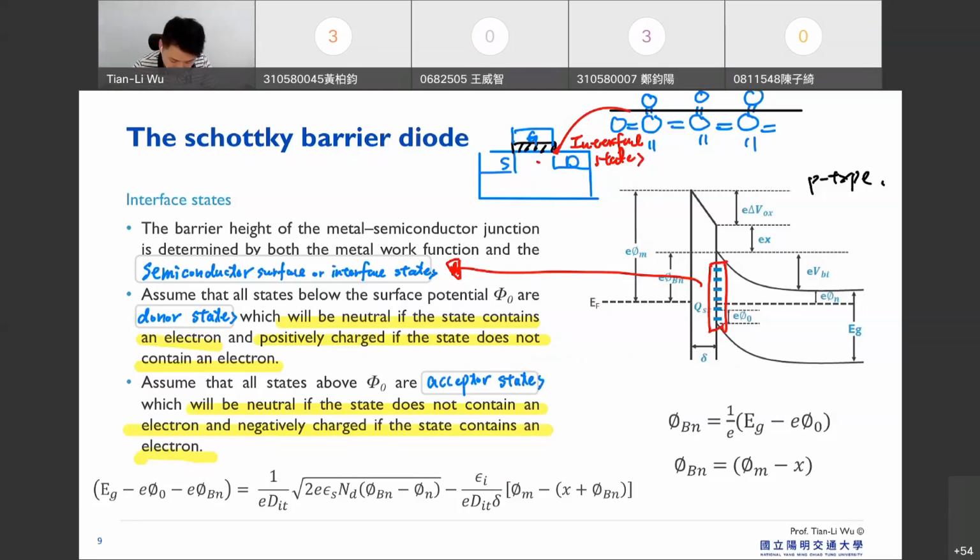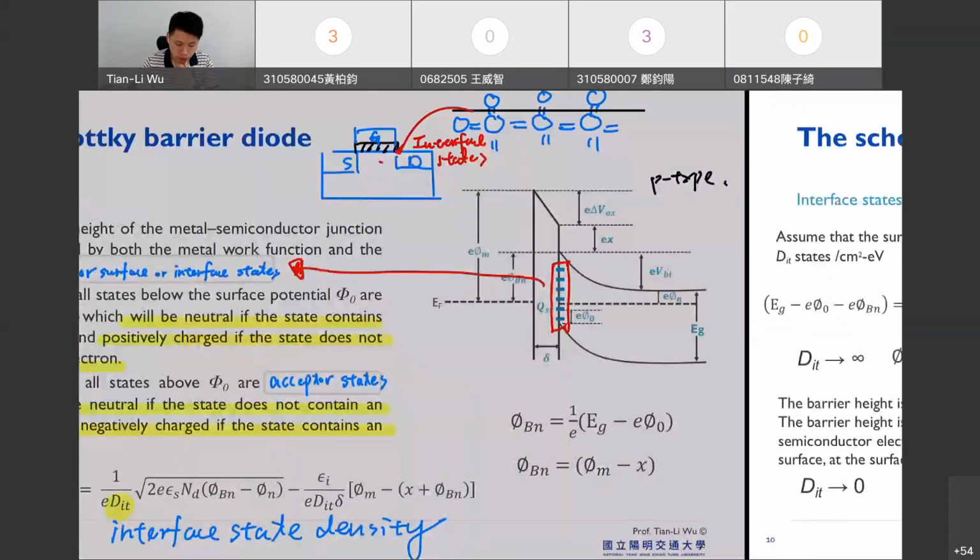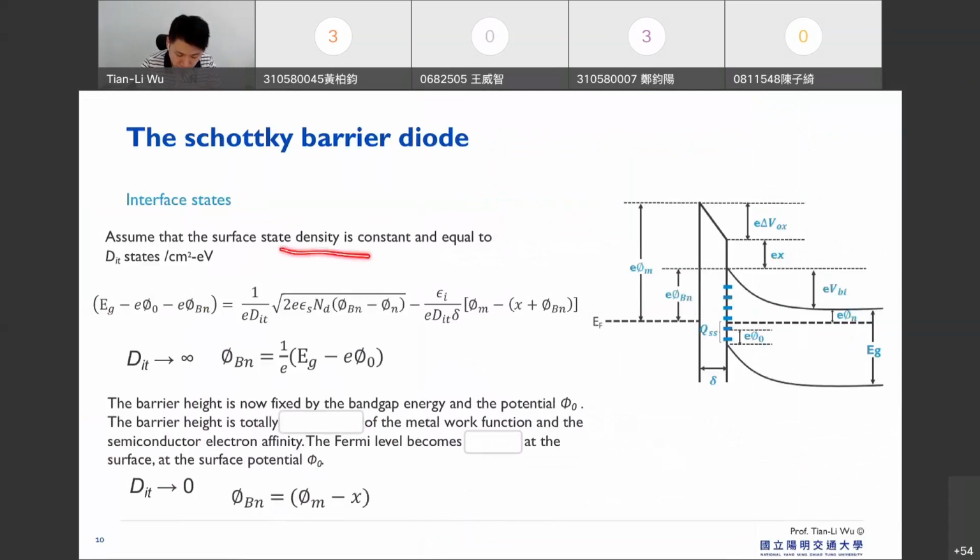By considering the acceptor state and donor state here, we can find the equation shown here, and the equation is related to the Dit here. The Dit is the interface state density. Here we don't derive the equation, but we quickly show how important this interface is, because you can see there's the interface state density inside the equation. If we assume the interface state density is constant and equal to Dit, then you can have this equation which we already showed in the previous slide.